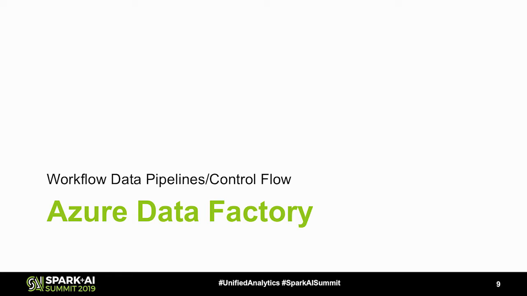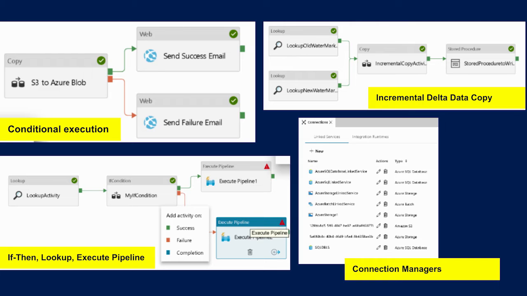So let's talk a little bit about the workflow piece of Data Factory. Workflow is creating pipelines. Pipelines are what we call essentially control flow constructs. So you're going to see things like branching, if then else, conditional execution. You can create incremental data copies. I use the word delta. So I'm using every word that comes up in the keynote in these slides. Not delta, Databricks delta, incremental delta data copy.